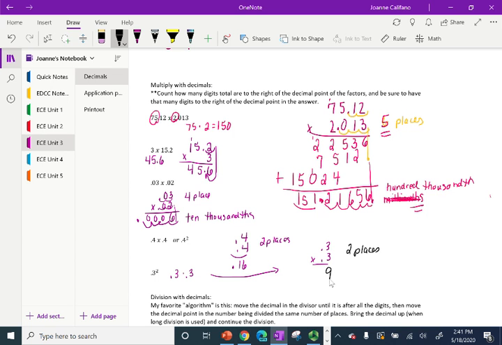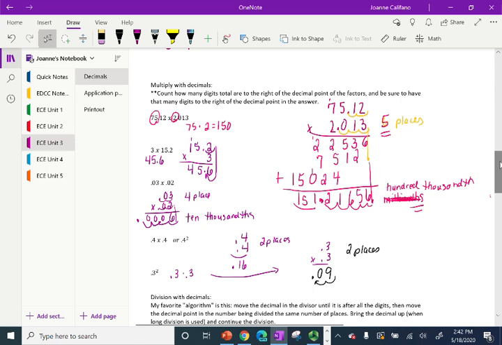So we'll write our answer as 3 times 3 is 9, but we need 2 places after the decimal. So we need to go over 2 places, 0.09. So 0.3 times 0.3 is 0.09, 9 hundredths. That's right. Okay, so division.